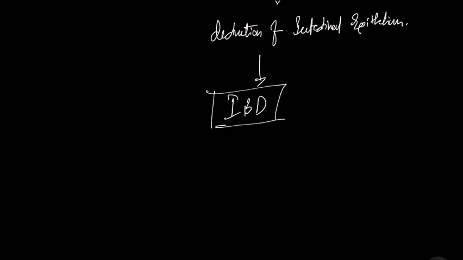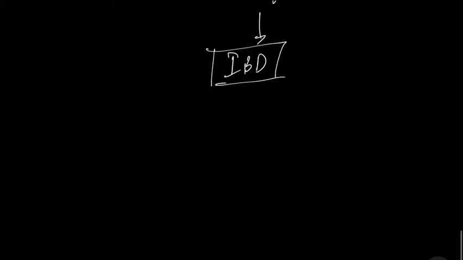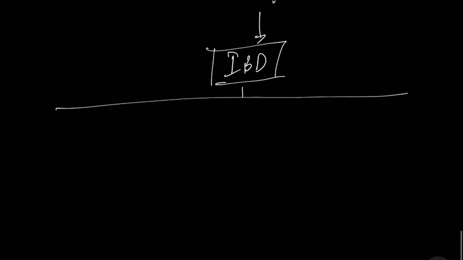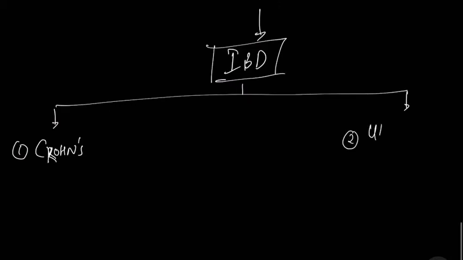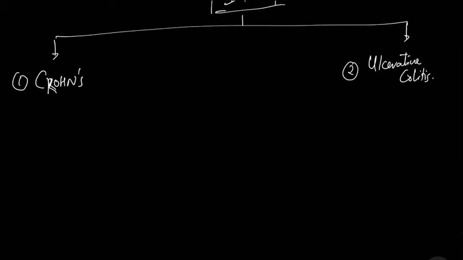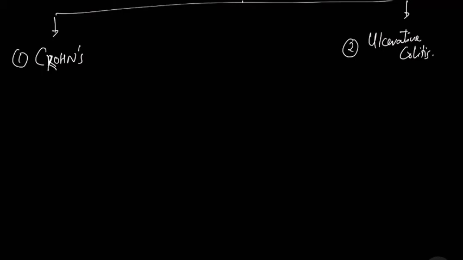Now, like we read in the definition, IBD is a common term for two idiopathic bowel diseases. What are those two diseases? First being Crohn's disease, and the second is ulcerative colitis. Before we study these two individually, let's discuss them briefly in a table format, to differentiate between these two.